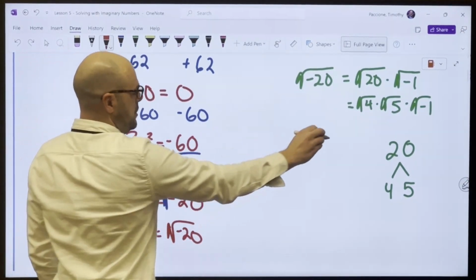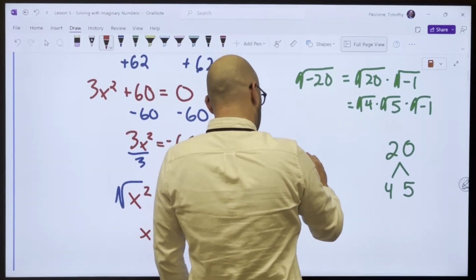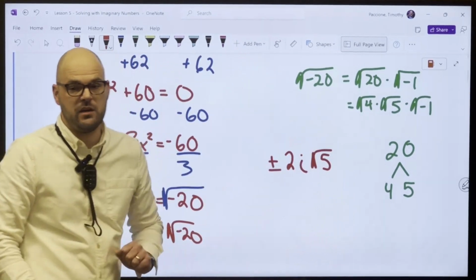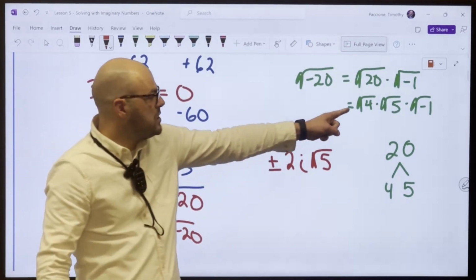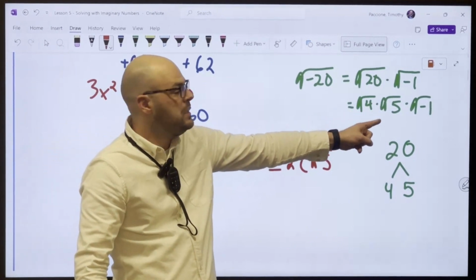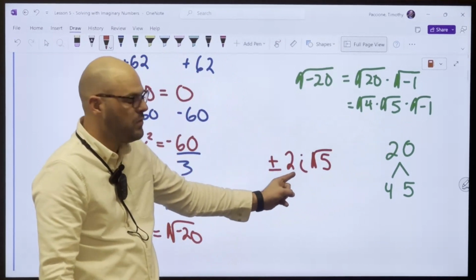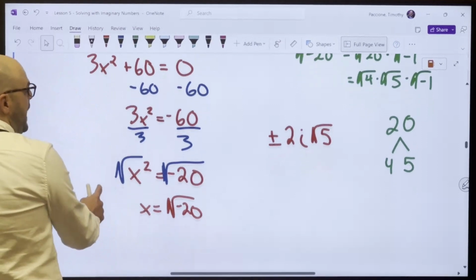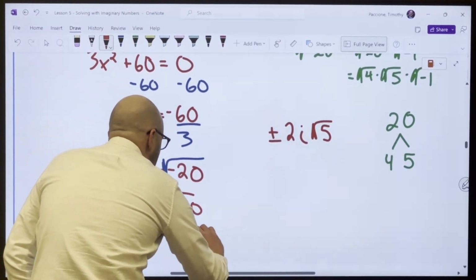So this becomes plus or minus 2i square root of 5, right? That's what square root of negative 20 becomes. Do we see that? This becomes plus or minus 2. This becomes i. Nothing you can do with square root of 5. The i comes out front of the radical. All right, so x equals plus or minus 2i square root of 5.